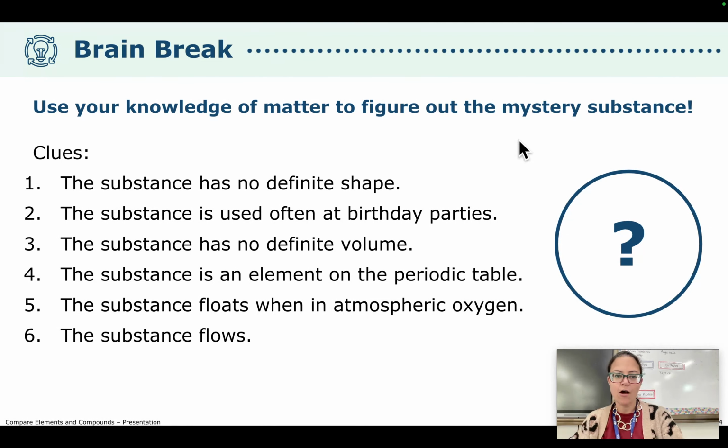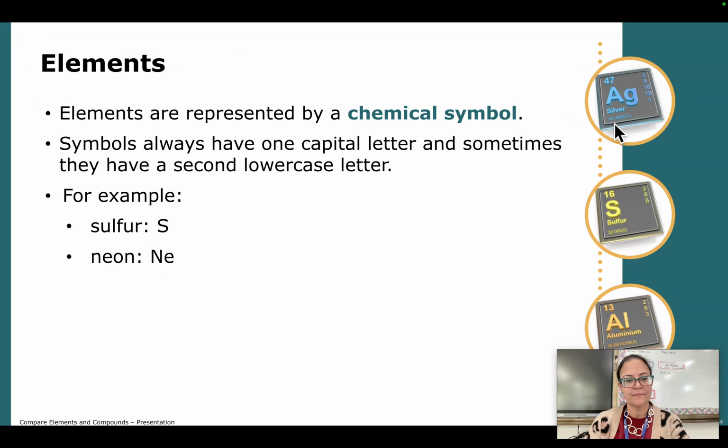Okay, so when we take all of those clues, it has no definite shape and no definite volume, so we know it has to be a gas. It's used at birthday parties. It's an element on the periodic table. I'm thinking this is helium because you use it in balloons at birthday parties. It's helium. Okay, so elements.